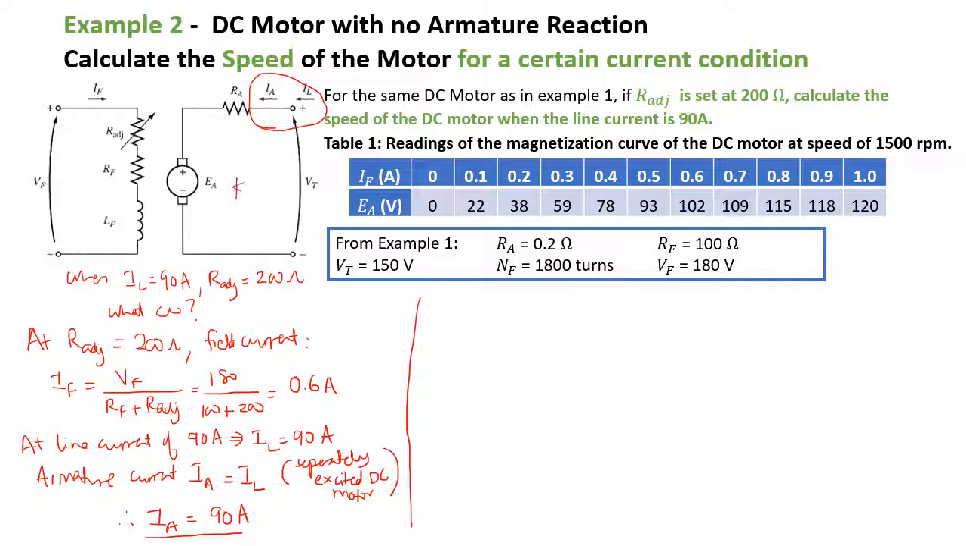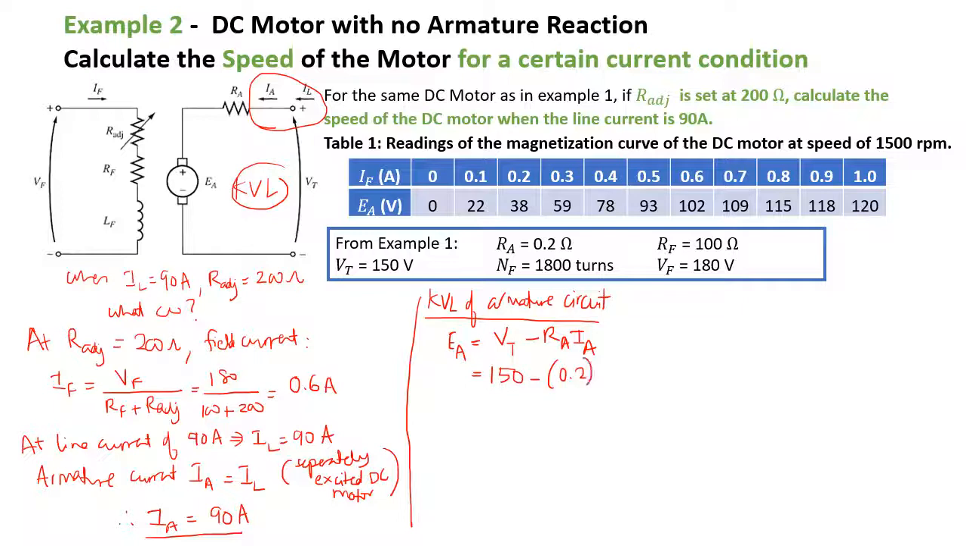Then we're going to do KVL at the armature circuit. The purpose is to find EA. So EA is equal to VT minus RA IA. And VT is 150 volts, RA is 0.2, and IA is 90 amperes. So this gives us an EA of 132 volts. So this is the induced voltage when the armature current is 90 amperes.